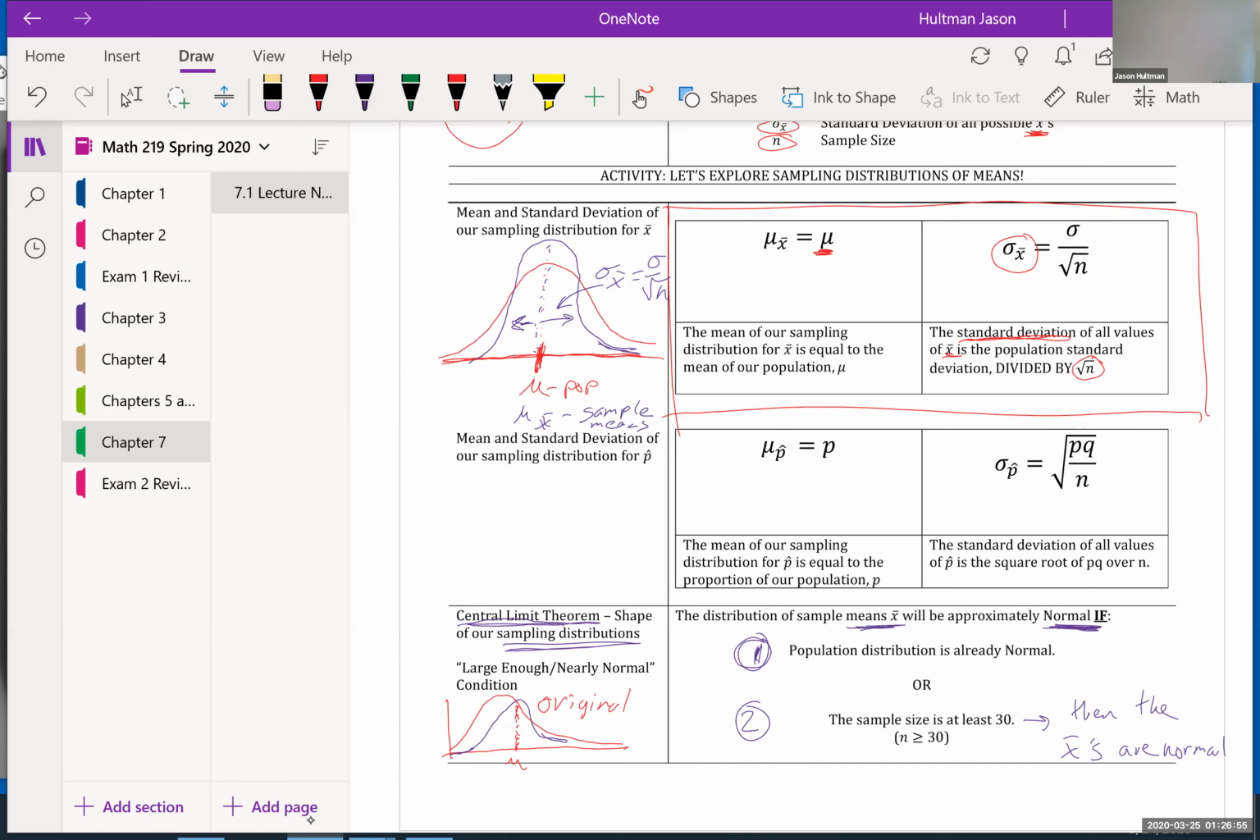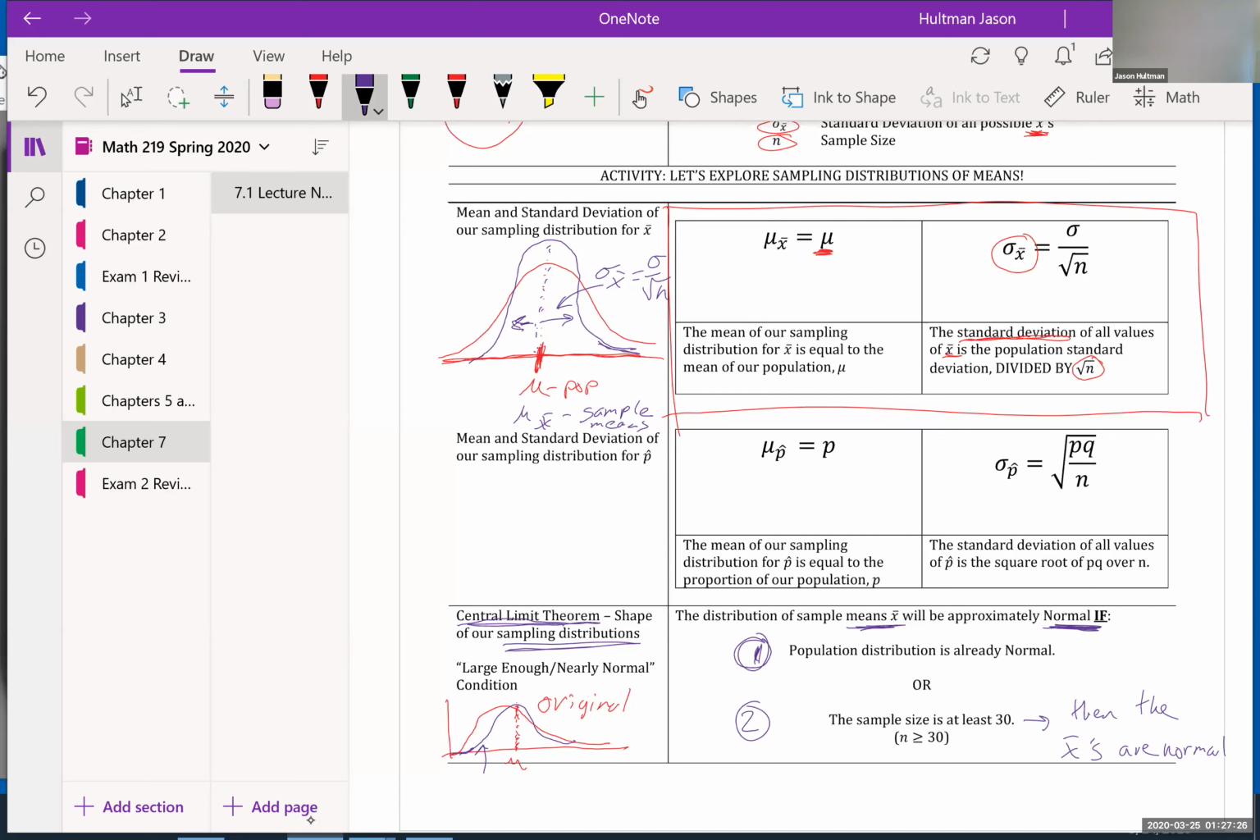well, mine's not normal. Let me go back to this guy here. This one is skewed right? It has a right tail. Let's go back to this guy here. And this guy is normal. Whereas the purple one, that's the distribution of the sample means, whereas the original was the population.